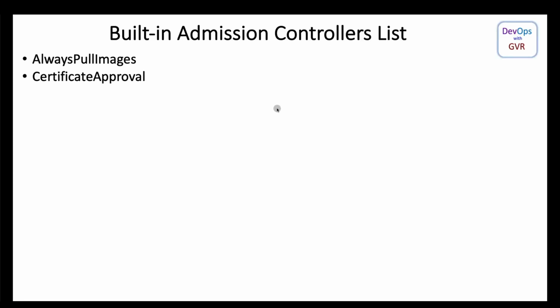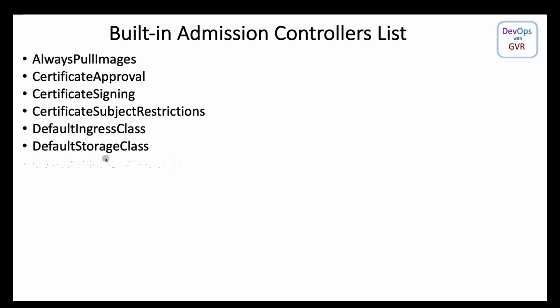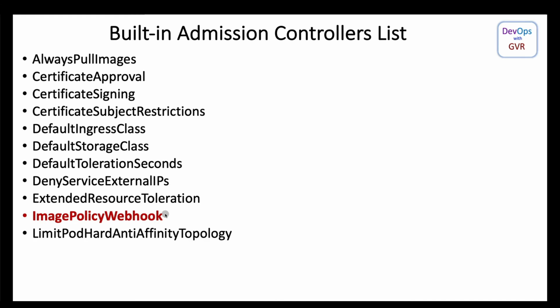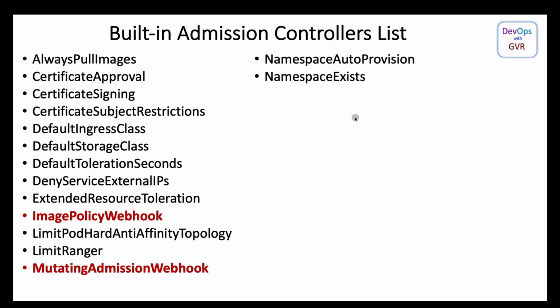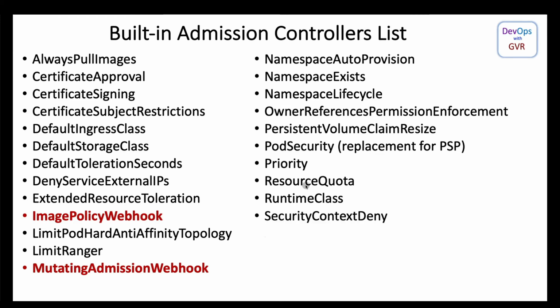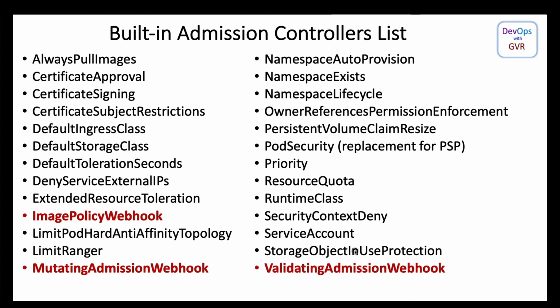Always pull images, certificate approval, certificate signing, certificate subject, default ingress class, default storage class, default toleration, default deny. And there is the image policy webhook, limit ranger, mutating, namespace auto provision, namespace exists. These are the pod security policies, right? Priority, resource quota, runtime class, security context, service account, storage object in use protection, validating. So these are the built-in controller list, defined by Kubernetes.